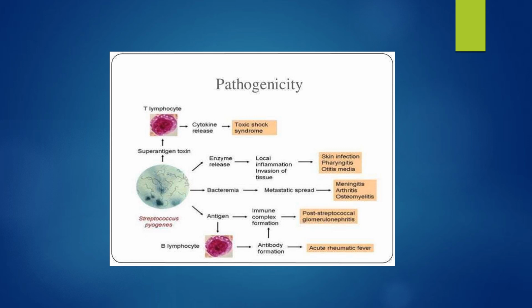It may also cause bacteremia, which indicates multiplication of bacteria in blood, leading to meningitis and osteomyelitis. Streptococcus pyogenes may also cause post-streptococcal glomerulonephritis and acute rheumatic fever.